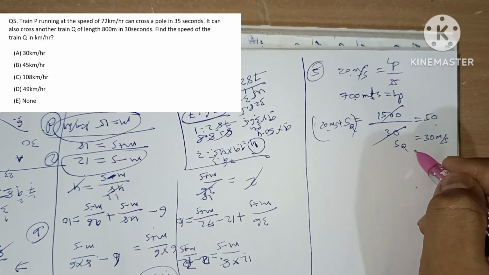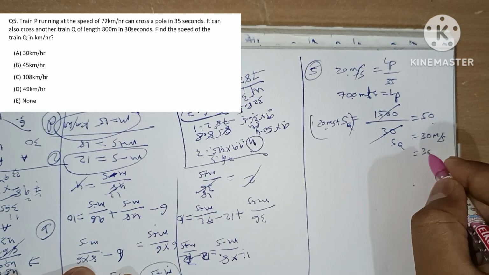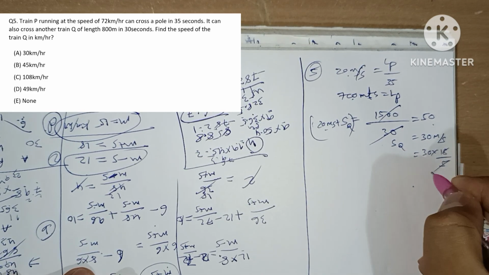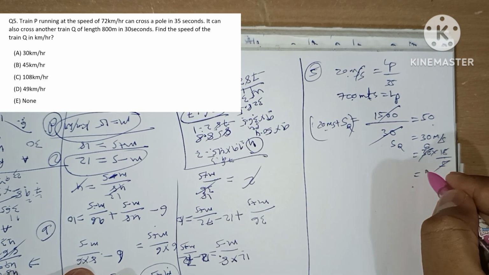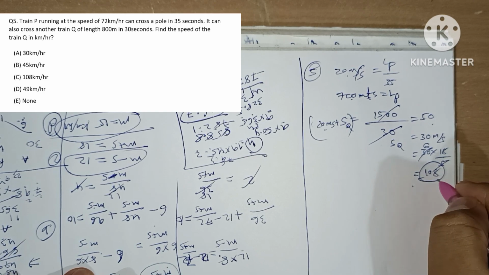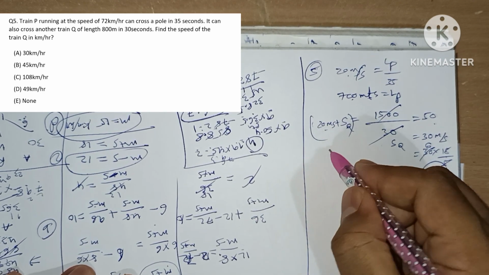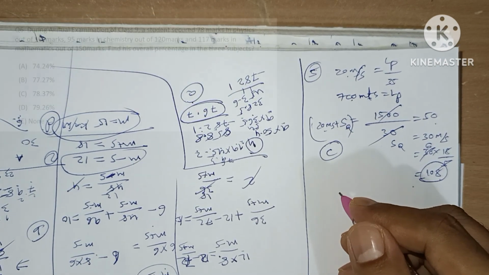But we need the speed in kilometers per hour. So it will be 30 into 18 by 5. 5 6 times 6, 18 times will be 108. So answer will be 108 kilometers per hour. Option C is our answer. Next, sixth question.